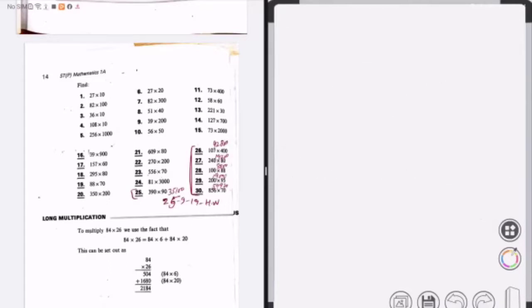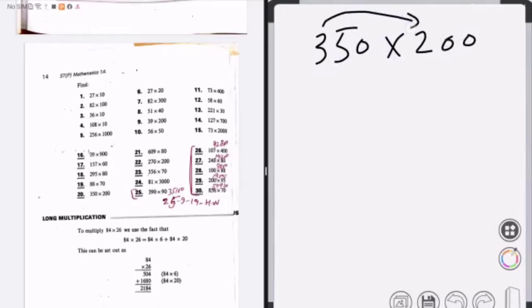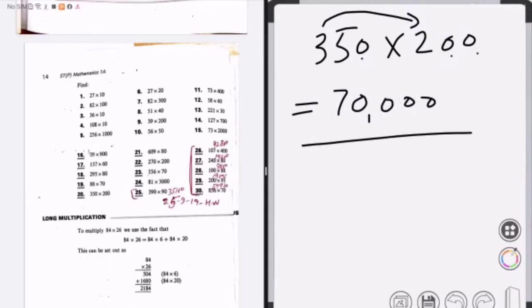And the next, like 350 multiplied by 200. Just multiply 35 by 2. It will become 70. How many zeros are there? 3 0. Write these 3 0 here. So this will be the answer.